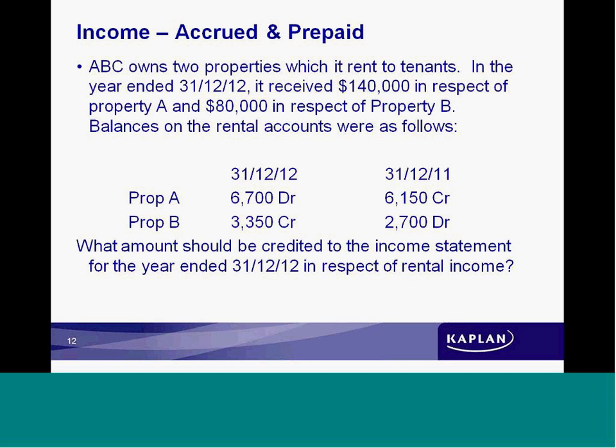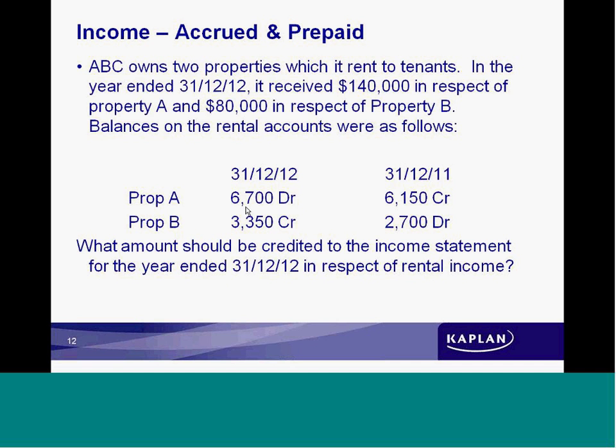Now the balances on the accounts are as follows. So what we've got here, we've got the 31st of December 2011, and we've got 2 balances. Okay, so that's your previous year, and then you've got some balances here, which is the current year's. Okay, what we're asking ourselves here is what amount should be credited to the income statement for the year ending the 31st of December 2012 in respect of the rental income.